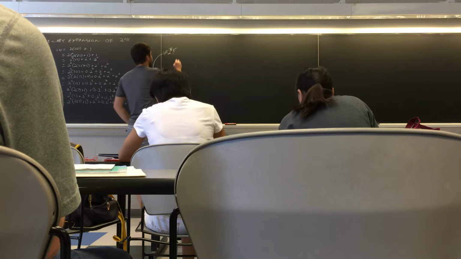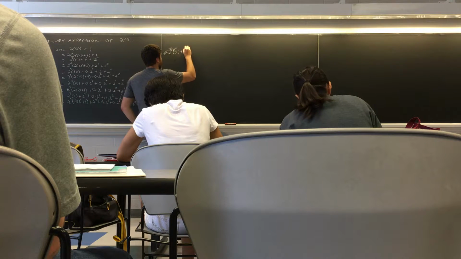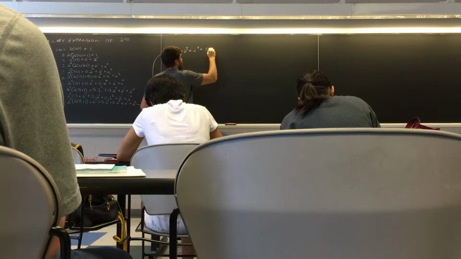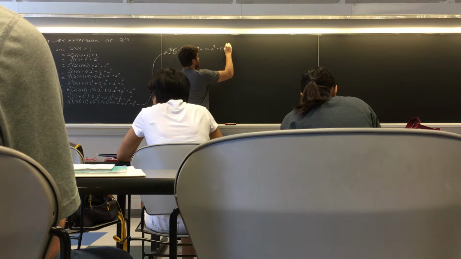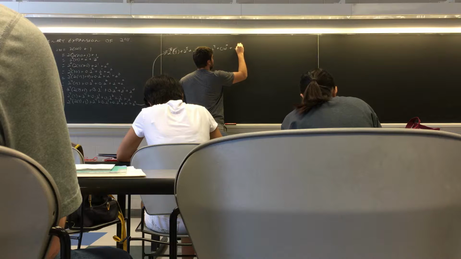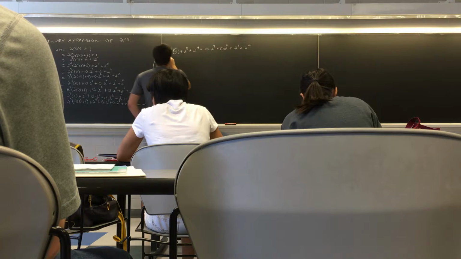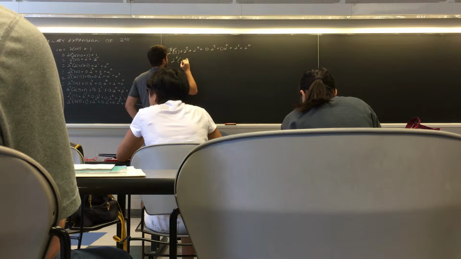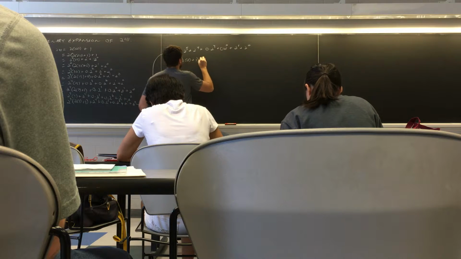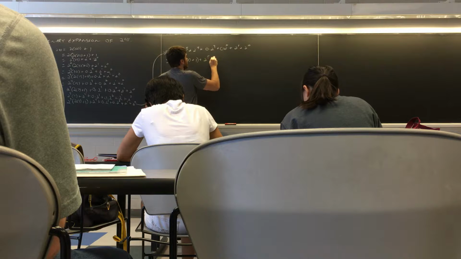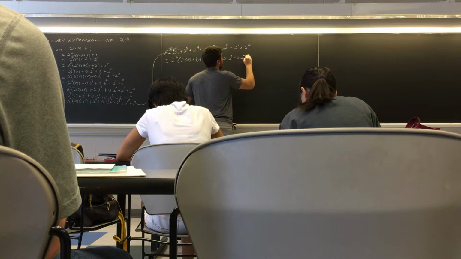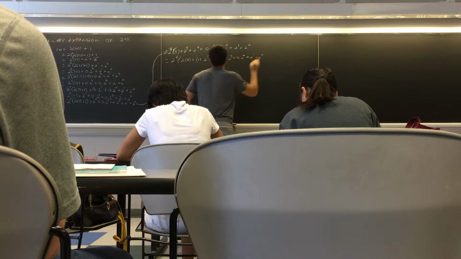So 2 to the 6th times 3 plus 2 to the 5th plus 2 to the 4th plus 0 times 2 cubed plus 0 times 2 squared plus 2 to the 1 plus 2 to the 0. 2 to the 6, 2 times 1 plus 1 plus 2 to the 5th plus 2 to the 4th plus 0 times 2 cubed plus 0 times 2 squared plus 2 to the 1 plus 2 to the 0.